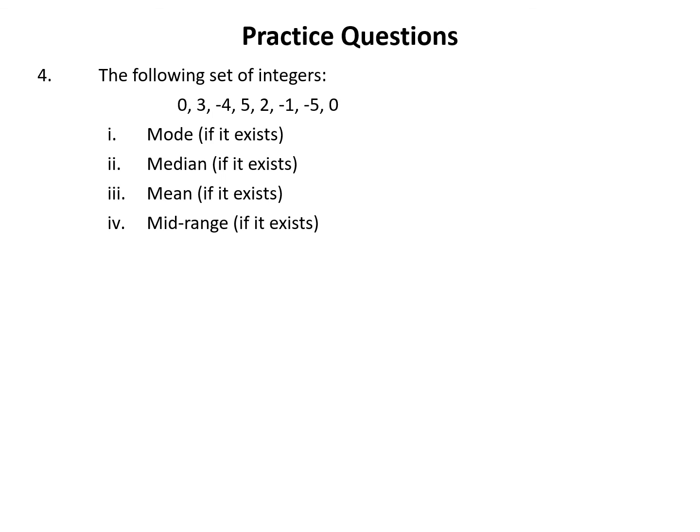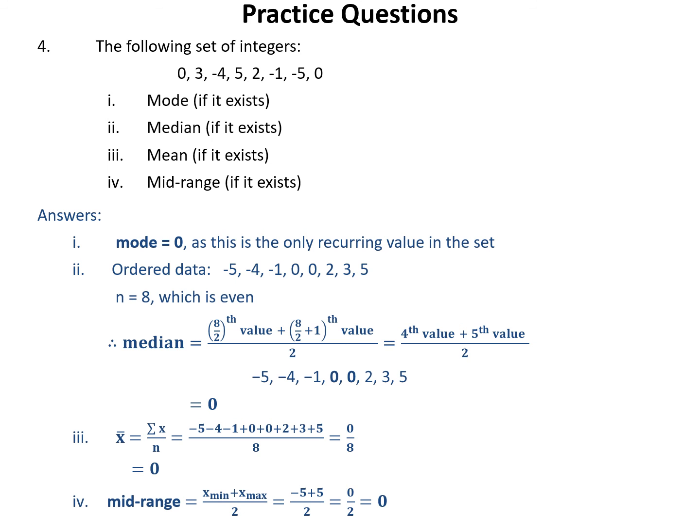Question 4, the following set of integers: 0, 3, minus 4, 5, 2, minus 1, minus 5, 0. So here we have the value 0 as the only number that occurs more than once. It occurs twice. And so we say the mode is equal to 0.